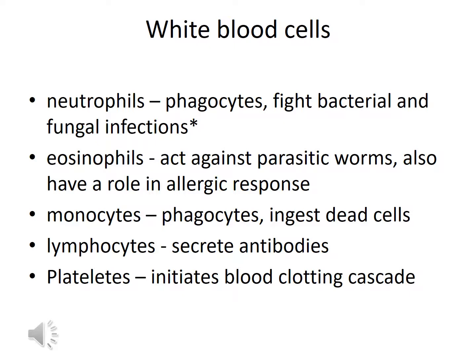The eosinophils are what give us our allergic responses when it's in the springtime or the fall or we have seasonal allergies. It also acts against parasitic worms as well. The monocytes are also phagocytes. They ingest dead cells. That's their job, is to go in and clean up. The lymphocytes secrete antibodies. Our platelets initiate the blood clotting cascade, and it assists us with our blood clotting abilities.